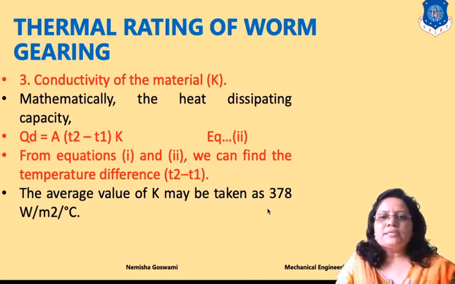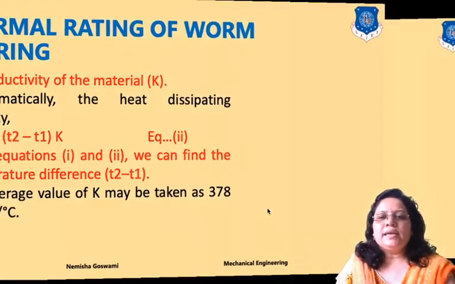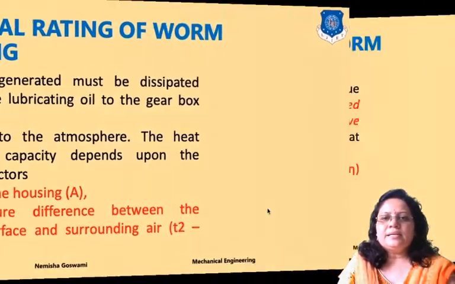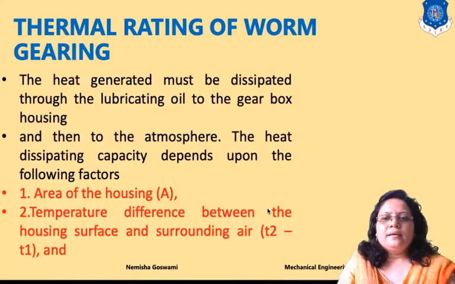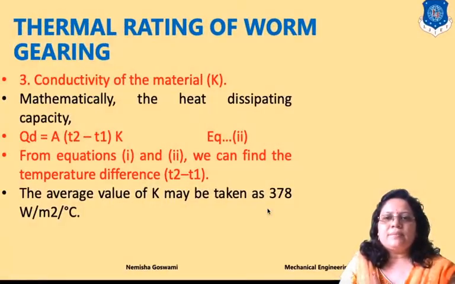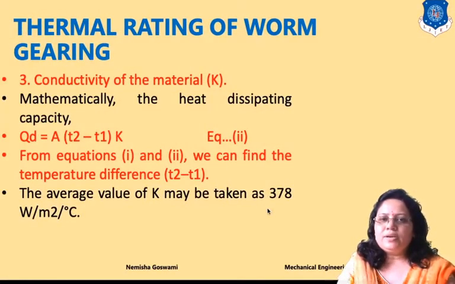By using these two equations, heat generation is given by P into (1 minus efficiency), and heat dissipation is given by A into (T2 minus T1) into K. By equating these two equations, you can find the temperature difference. This is known as the thermal rating of the worm gear.